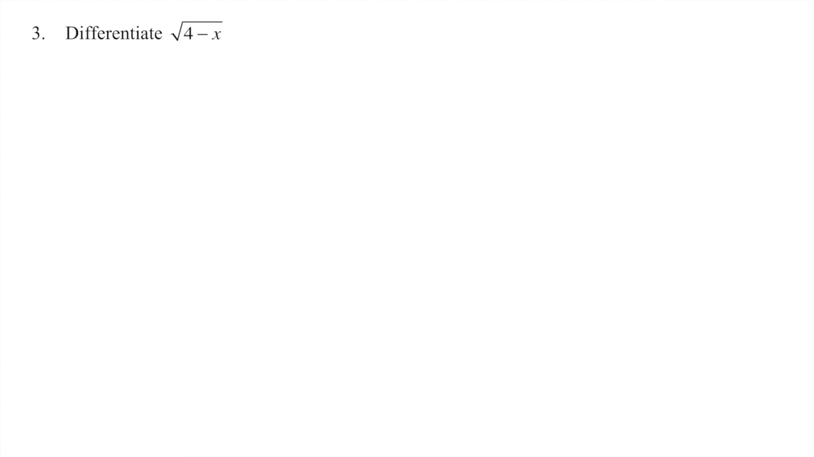I could say, let's let u equal 4 take x. So du dx equals minus 1. y equals the square root of u, because 4 take x is u. y equals u to the power of a half. I can't differentiate it like this, and we haven't done fractional powers yet. So I might just skip this one for the moment. Oh, actually, I'll go through it, but we will go over how to differentiate square roots and cube roots later.